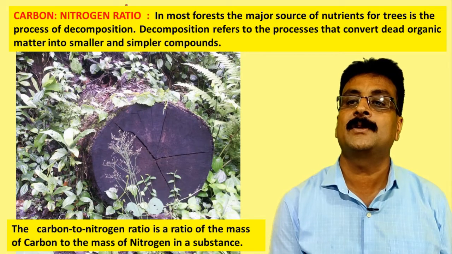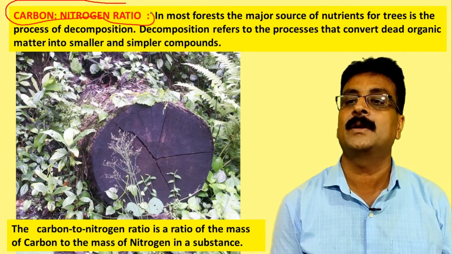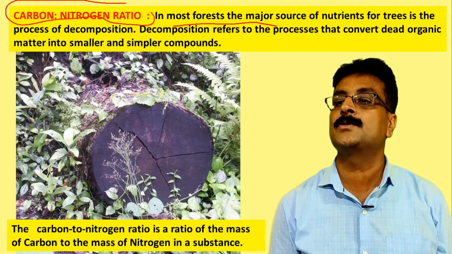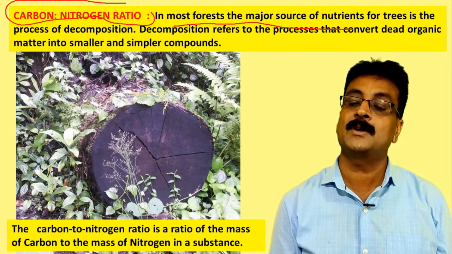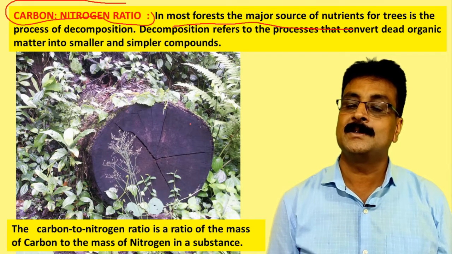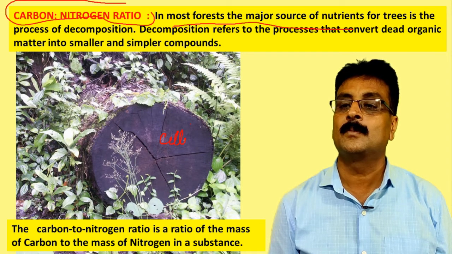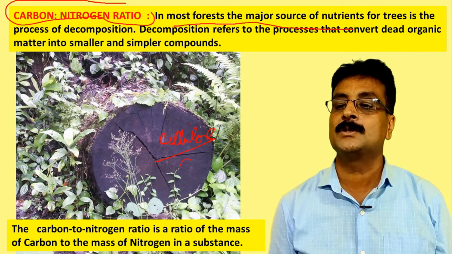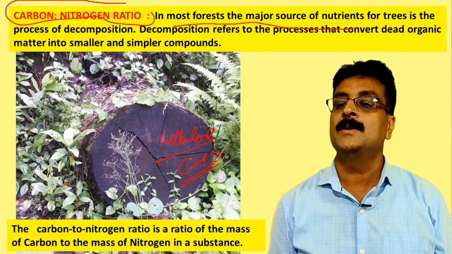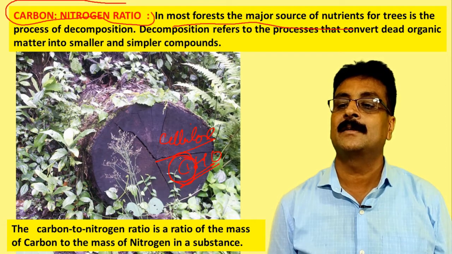Then the carbon nitrogen ratio, the C:N ratio, is again very important, because in most forests the major source of nutrient is the C:N ratio. Now what is the C:N ratio? See, this is a wood. It will have a lot of cellulose, C, H, O, three things will be there: carbon, hydrogen and oxygen. Means a lot of carbon is there, isn't it?